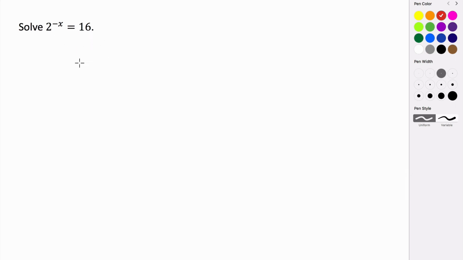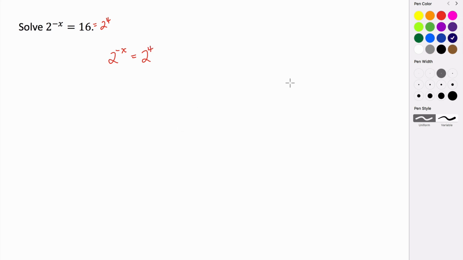If we're trying to use that property, we need to figure out some way to express both of these with the same base. 2 really can't be broken down anymore. It's already in its lowest terms. That means we're going to have to manipulate 16 to be expressed as 2 to some power. We have 2 to the negative x, and 16 can be expressed as 2 to the fourth power. So we have 2 to the negative x equals 2 to the fourth.